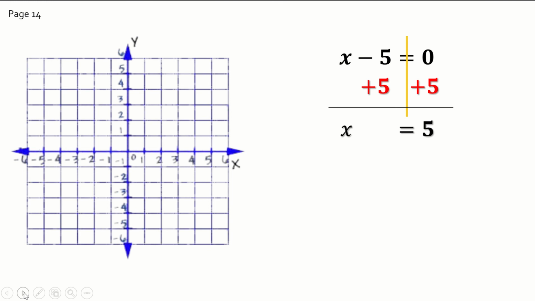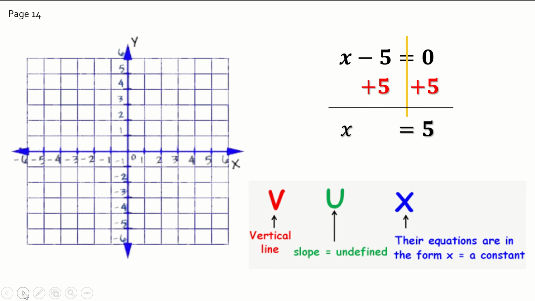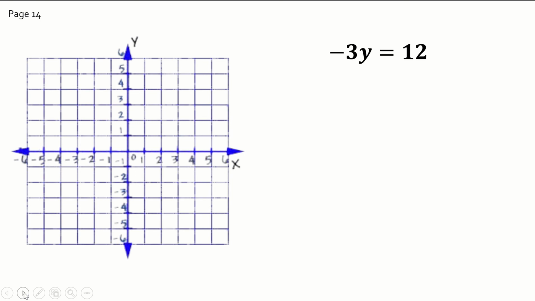x equals 5. So I would go plot a point on the x-axis at 5. Vertical line, undefined slope, x repeats. Plot the point when x is 5, and then we would draw the vertical line through that point. Undefined slope, x repeats.